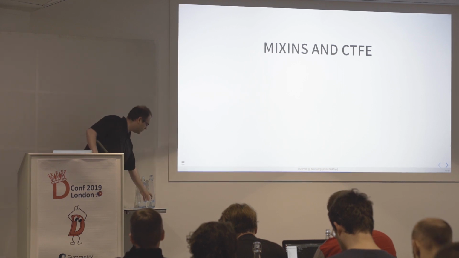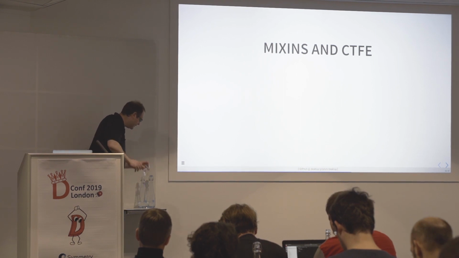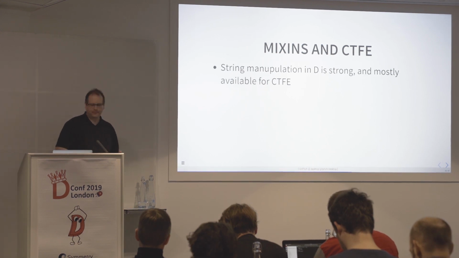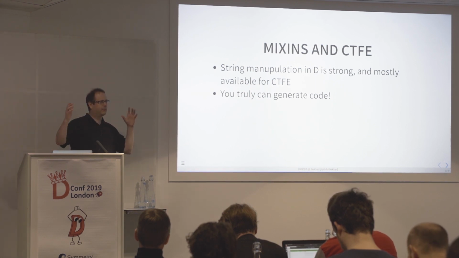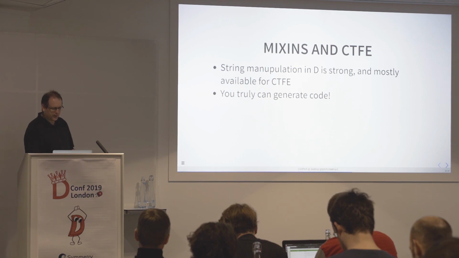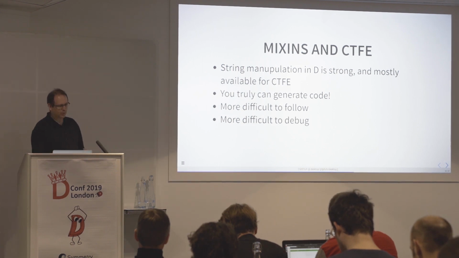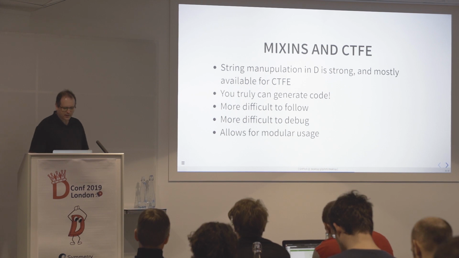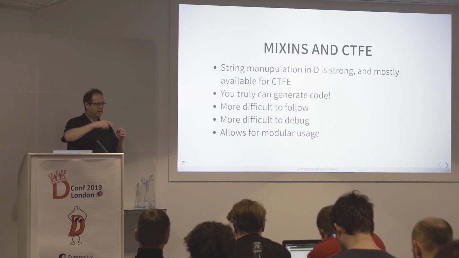Mixins and CTFE. With mixins and CTFE, D has a lot of power when it comes to string manipulation, and most of it is available in CTFE. So you can actually generate the real code, pretend I wrote this code, and include it. There are some disadvantages there. It's more difficult to follow than the generative template, and more difficult to debug because you're working with code that isn't actually listed there. But it does allow for more modular usage, so you can basically generate the string in one place and use it in multiple places.